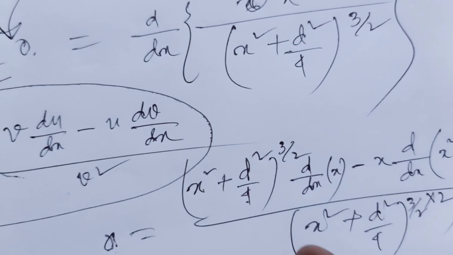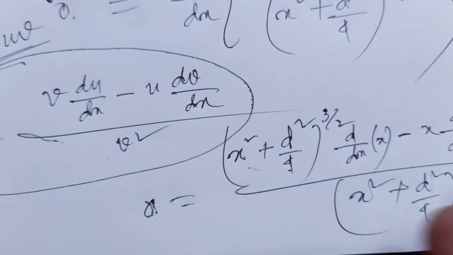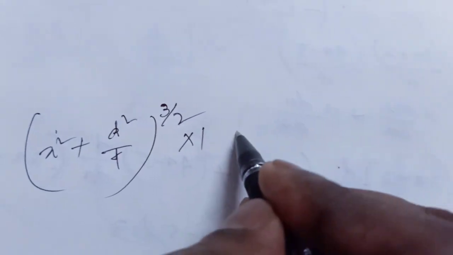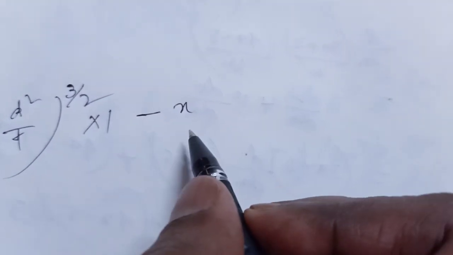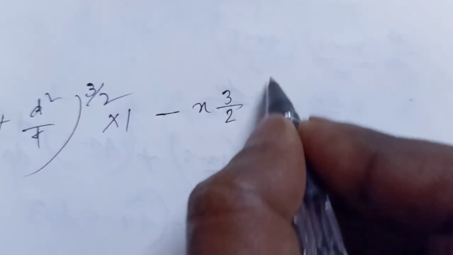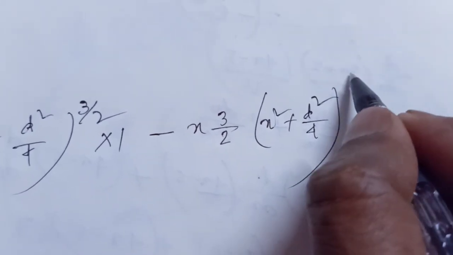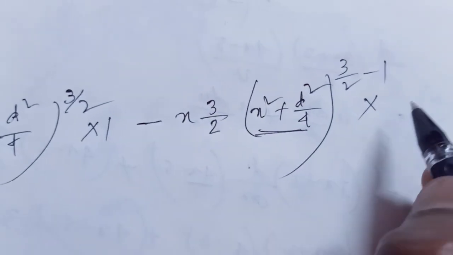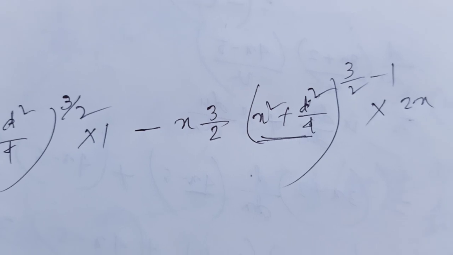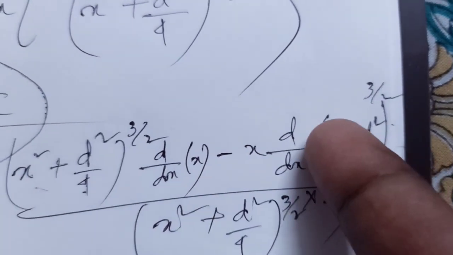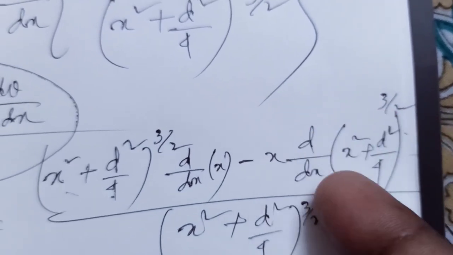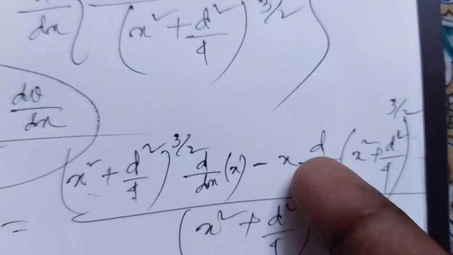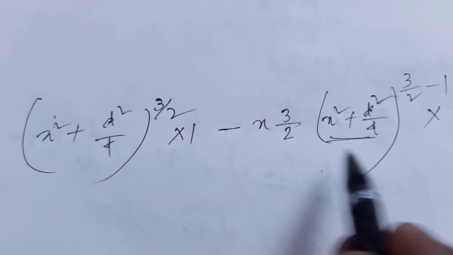So this is the existing value: (x square plus d square by 4) whole to the power 3 by 2 into d/dx of x, which is 1, minus x into d/dx of this one. That is 3 by 2 into (x square plus d square by 4) whole to the power 3 by 2 minus 1, into the differentiation of this function, that is 2x, and d square by 4 gives 0, because 0 into something means 0.